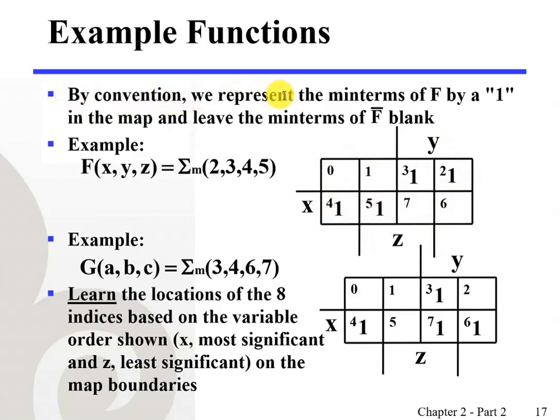By convention, we represent the minterms of a Boolean function by 1 in the map. For example, if we have the following function represented as a sum of minterms, product terms, at these index locations 2, 3, 4, 5, then we just indicate them as 1. So first is M2, then the third minterm, fourth minterm, and fifth minterm. In some other cases, zeros are written here to indicate the missing minterms.